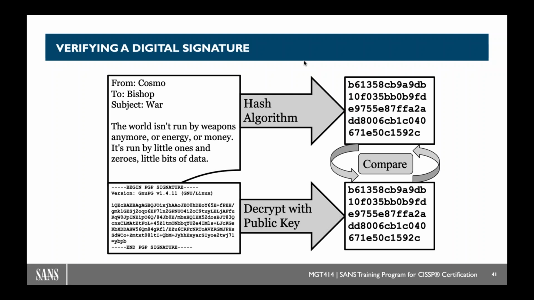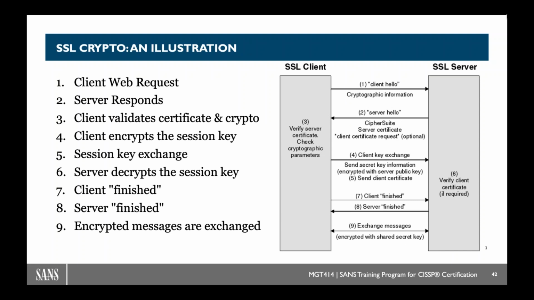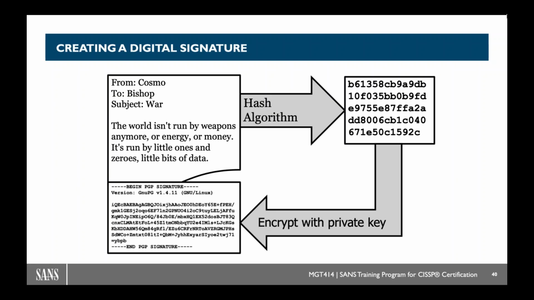Why? The hashes are the same, right? And Cosmo's public key decrypted, meaning only his private key could have encrypted it. I know he sent it. I know it hasn't changed. That's the magic of a digital signature. And notice the email is plain text. And if you understood this, and I went through that 10 times faster than I would in class, by the way.